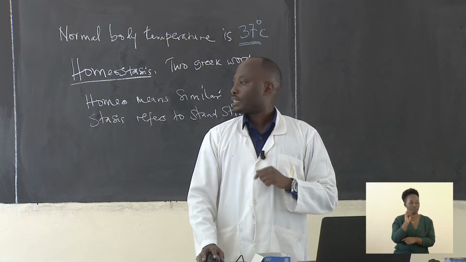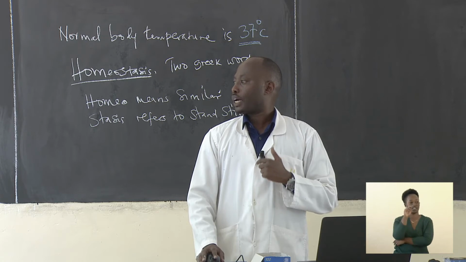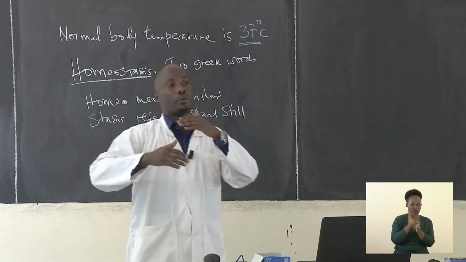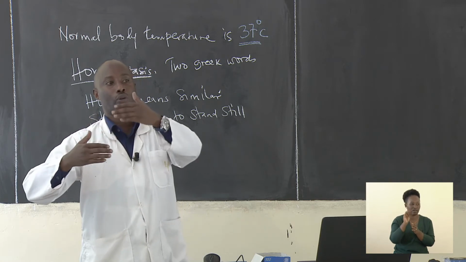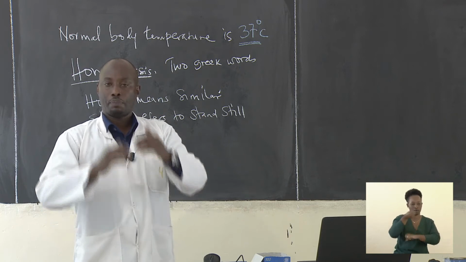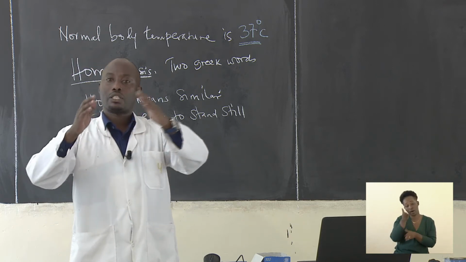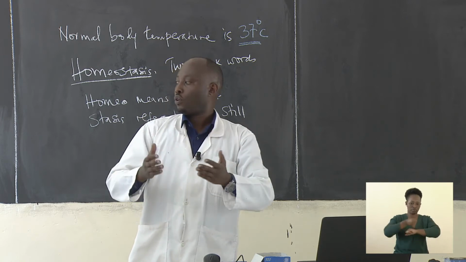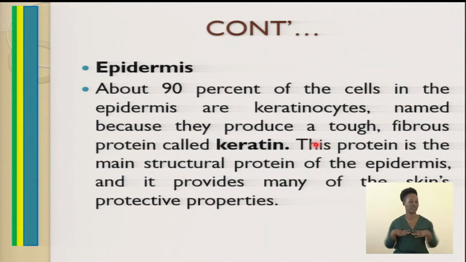This protein is the main structural protein of the epidermis, and it provides many of the skin's protective properties. What makes the skin more protective? It is the presence of keratin. The presence of keratin makes our skin perform a physical protective function, so that the skin acts as a protective organ of our body.